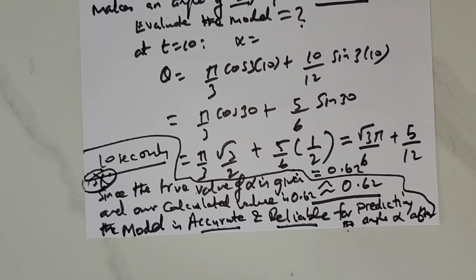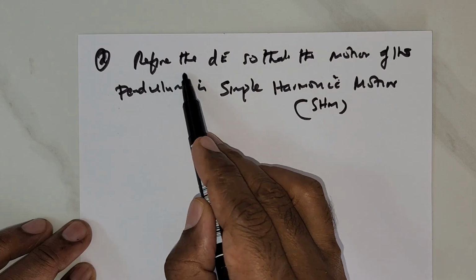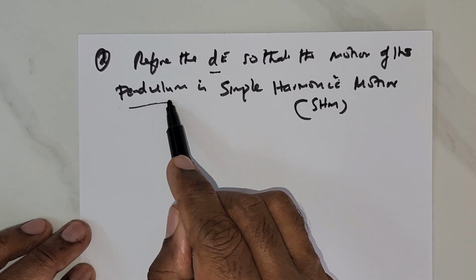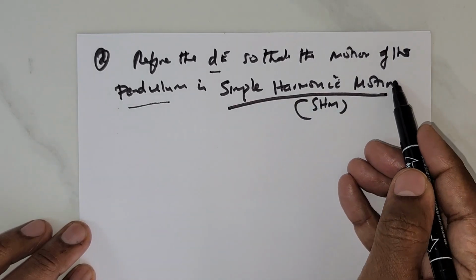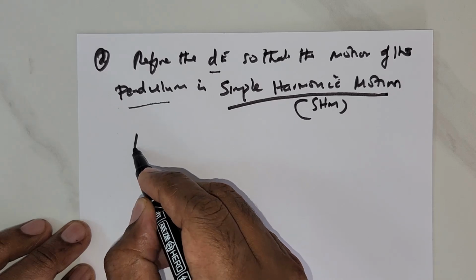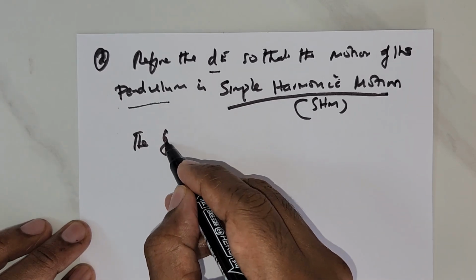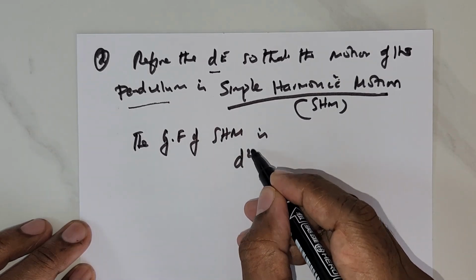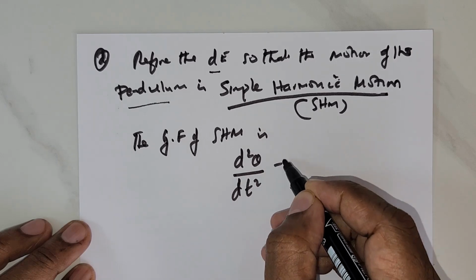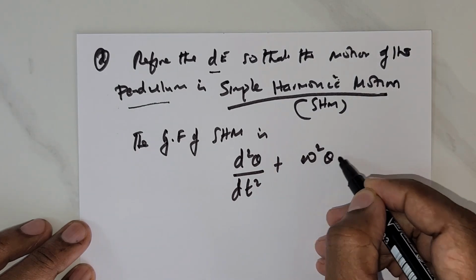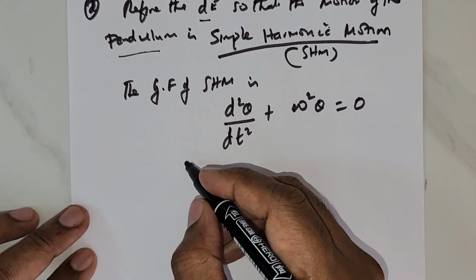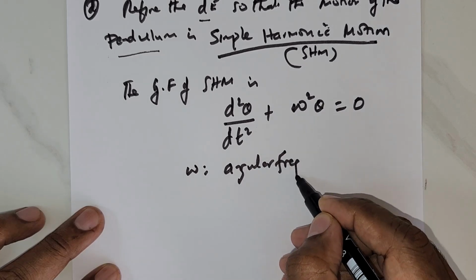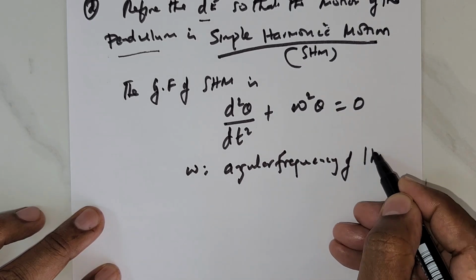So let's move on to the last one. Okay, the last part, we are asked to refine the differential equation that is governing the motion of the pendulum to a simple harmonic motion, SHM. Now you have to know the form of the simple harmonic motion. The general form of simple harmonic motion is given by d square theta divided by dt squared plus omega square theta is equal to 0. This is the general form, where omega is the angular frequency of the oscillation.